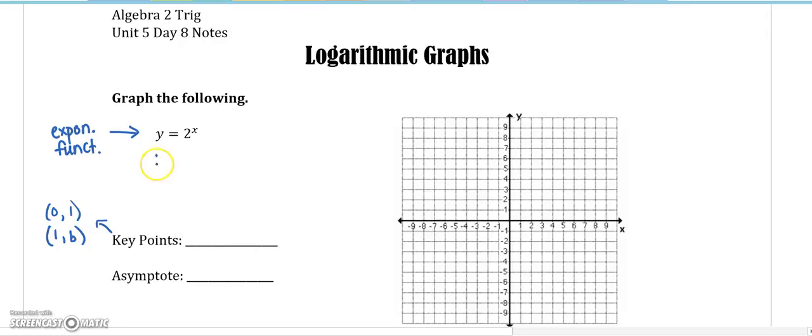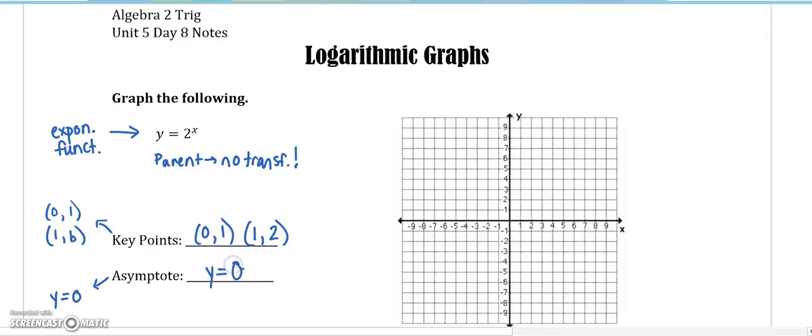Now this one is the parent function. There's no transformations. So that means that our key points are going to be (0, 1), and our base here is 2, so that would be (1, 2). Then our asymptote starts as y equals 0, and if there are transformations, we would adjust. But since there are no transformations, this would be y equals 0.